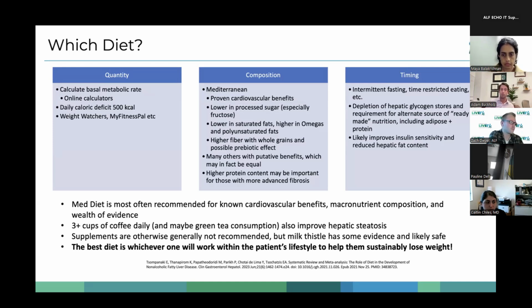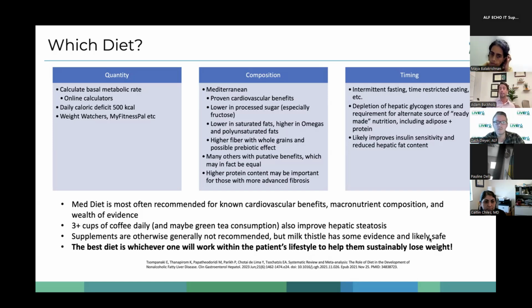In general, the Mediterranean diet is the most often recommended, and that's in part because of its known cardiovascular benefits, remembering that the leading killer in fatty liver is actually cardiovascular disease, but also the macronutrient composition, lower in fructose and processed carbohydrates, processed meats that tend to increase steatosis deposition. Additionally, 3 cups of coffee a day, and then if they don't drink coffee, drinking green tea, not green tea extract, may also provide some of the same benefits.